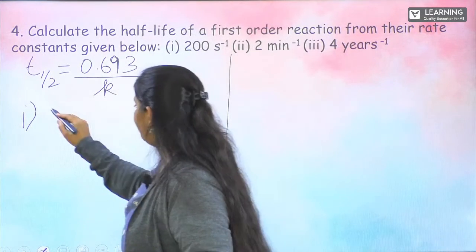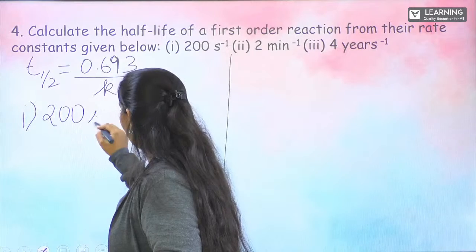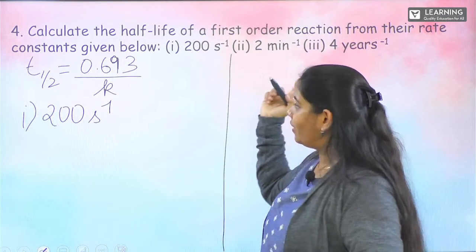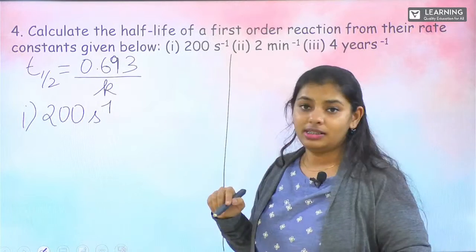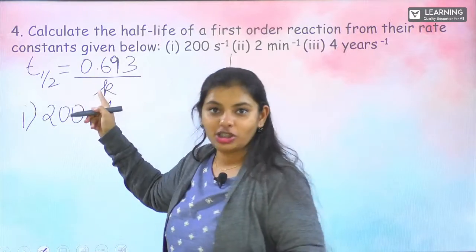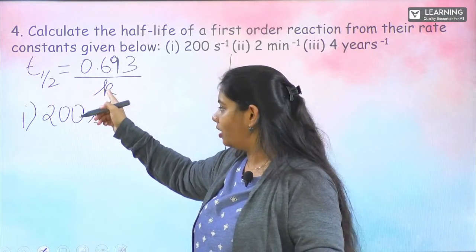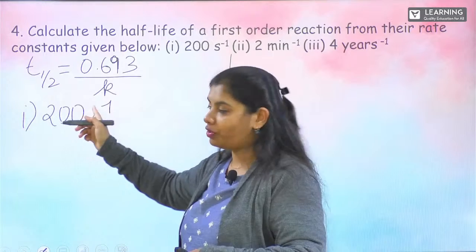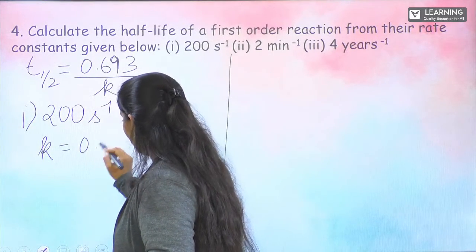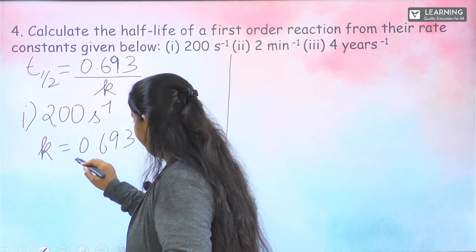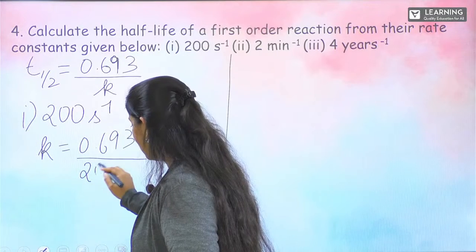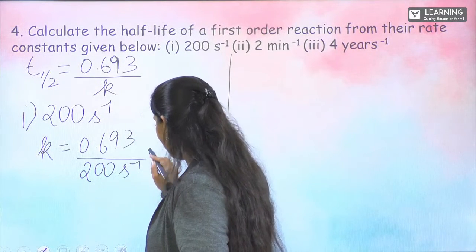Okay, it's 200 second inverse. We need to find out the rate constant. They have given us the T half. So what will it be here? We just have to interchange the equation over here. I put K over here and T half over here because I need to find out K. K equals 0.693 by T half. Here the case is 200 second inverse.